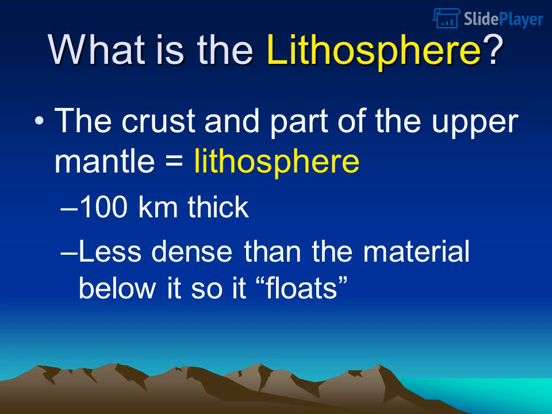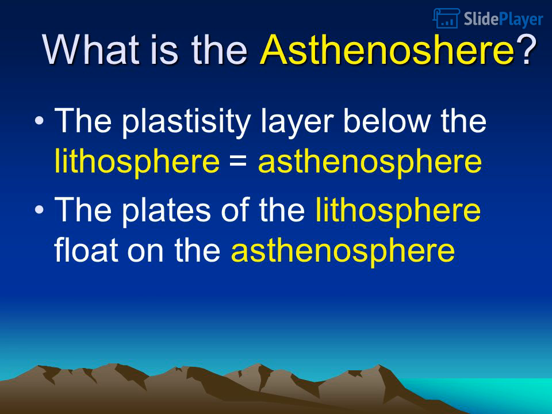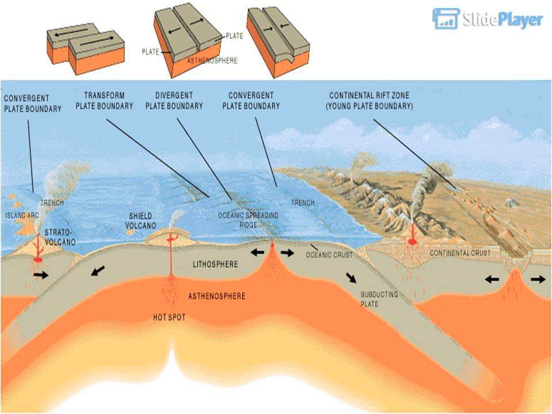What is the lithosphere? The crust and part of the upper mantle equals the lithosphere. It is 100 kilometers thick and less dense than the material below it, so it floats. What is the asthenosphere? The plasticity layer below the lithosphere is the asthenosphere. The plates of the lithosphere float on the asthenosphere.